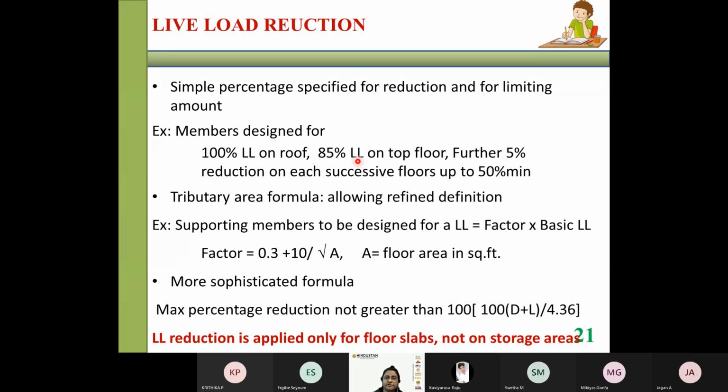Because of this live load reduction, you are achieving a lot of economy. Your member sizes can be reduced, and reinforcement can be reduced. So economy is achieved when you reduce the live load. These are some of the live load reduction techniques. It can be applied depending upon the situation. You need not apply the full live load for all the floors and all the members. That is what is mentioned here.